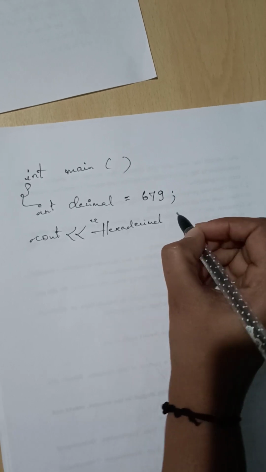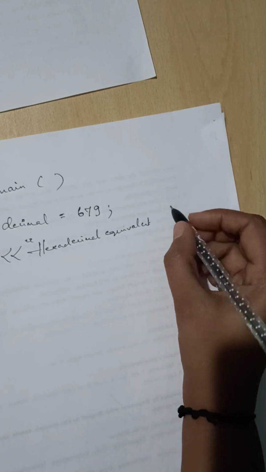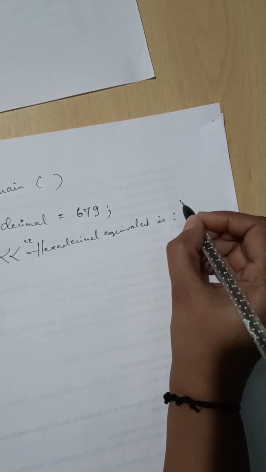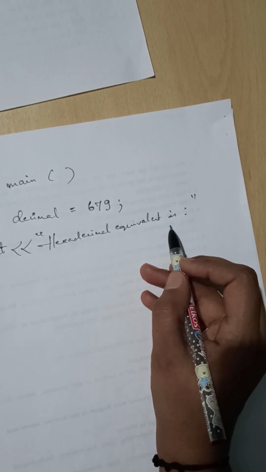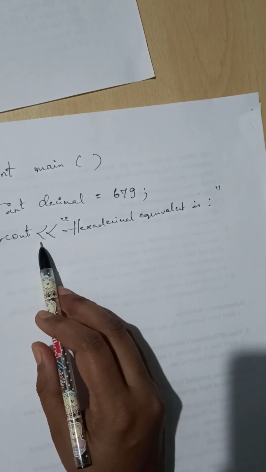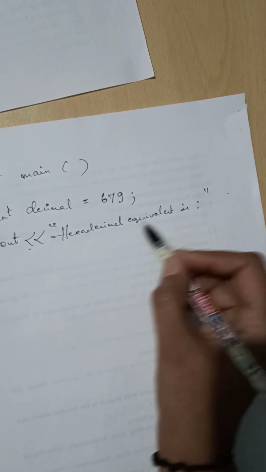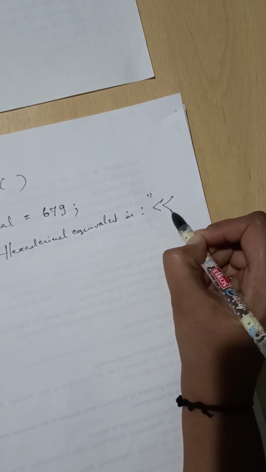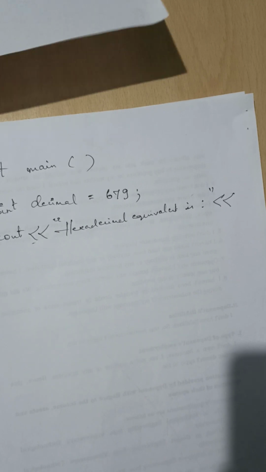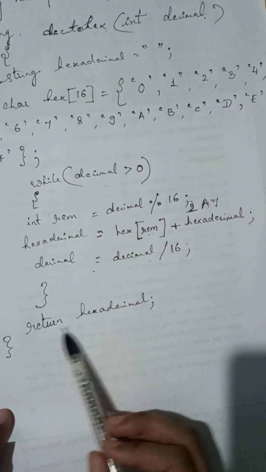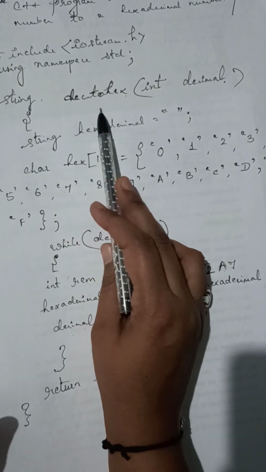Hexadecimal equivalent is, so this is our user defined statement. You have to put it within double quotation marks, and we are using cout to print the statement on the console screen. I want to print the value which was returned from this function. What is the function name? I have to call this function decimal to hex.